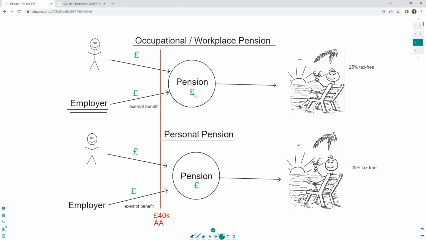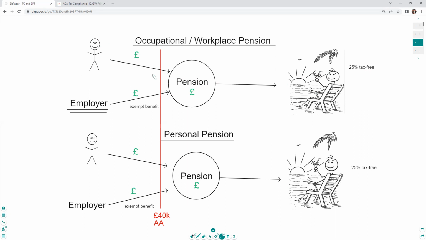The government obviously wants to incentivize people to save for their retirement, and therefore there's generous tax relief. As I said, the assets build up in a pension tax-free. When the individual gets to retirement age, they can take 25% tax-free, and the rest is taxed as pension income, as non-savings income in the income tax computation. There's also generous tax relief when the individual contributes to their pension.